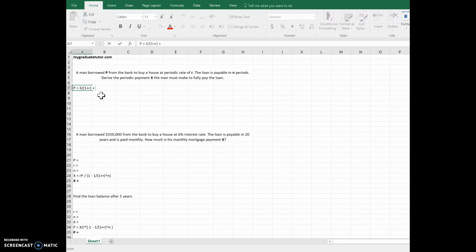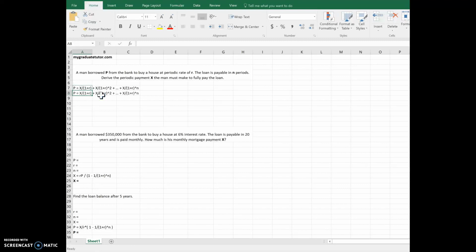And the second payment is also x, and it happens at period 2. So we discount it 2 periods. So x divided by 1 plus r to the 2. Okay, and so we do it for all the n payments. So we have x divided by 1 plus r to the n. Okay, now this should be your identity. Now our goal is to solve for x in terms of p, r, and n.